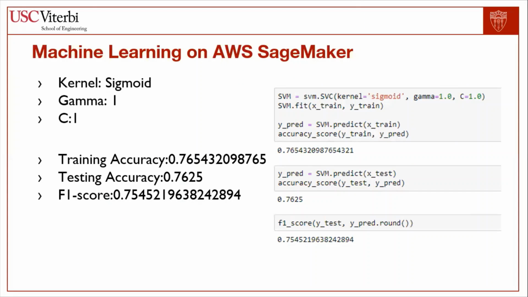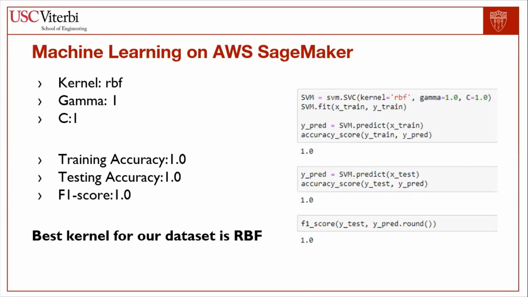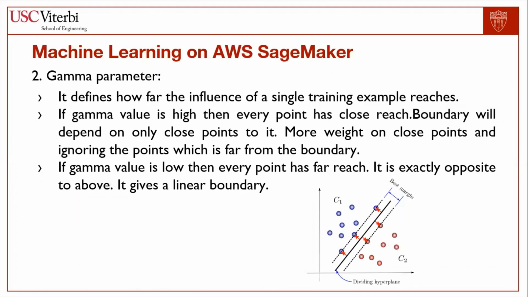So now let's go to the gamma parameter. It defines how far the influence of a single training example reaches. If the gamma value is high, then every point has a close reach. The boundary will depend only on points close to it, with more weight on close points and ignoring the points far from the boundary, as we can see in the picture. If the gamma value is low, then every point has a far reach. It is exactly opposite to the above, so it gives a linear boundary.